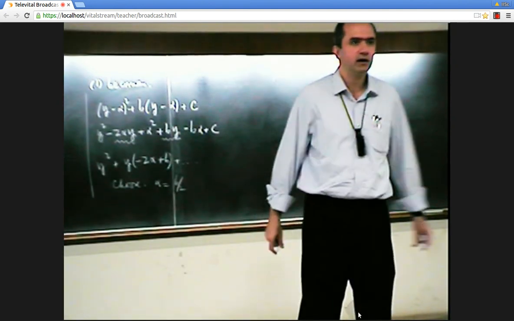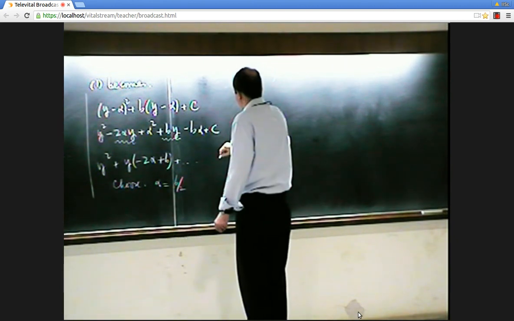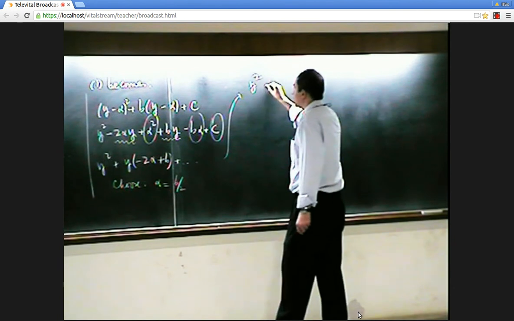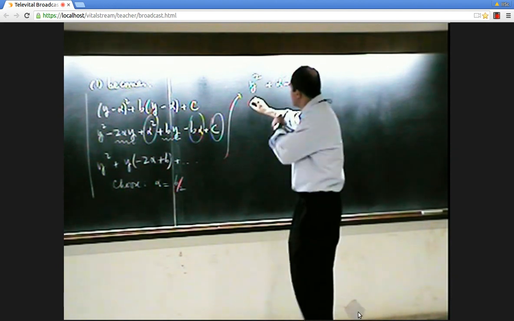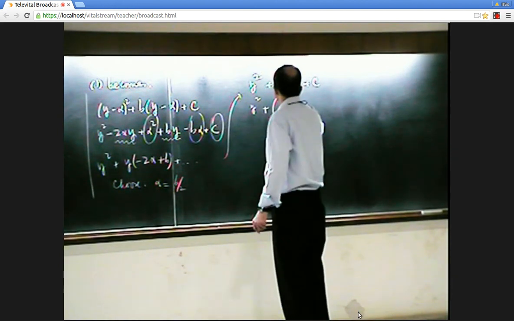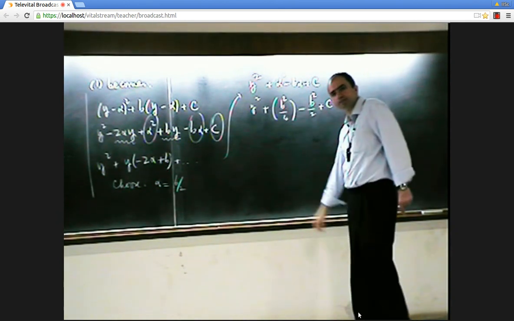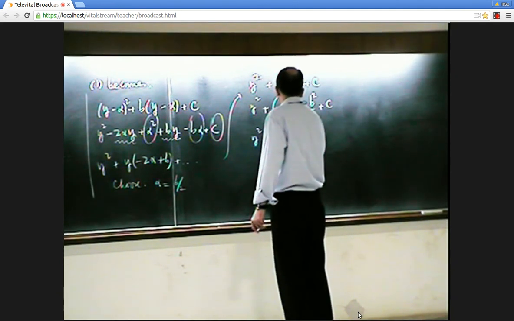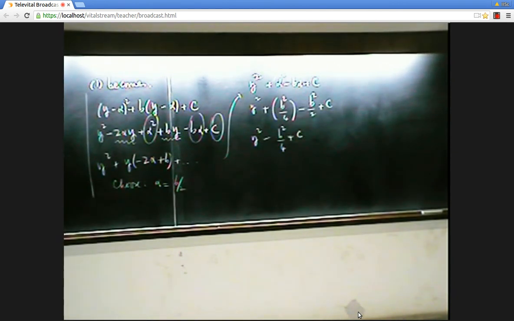So with this choice of alpha, I have ensured that equation 1 is of the form y squared. This term no longer exists. And let's see what happens to the remaining terms here. So I have alpha squared minus b alpha plus c. I know what alpha is. So this is b squared by 4. I substitute this here. I get minus b squared by 4 plus c. And this becomes y squared minus b squared by 4 plus c. So this is exactly of the form a quadratic term and a constant.